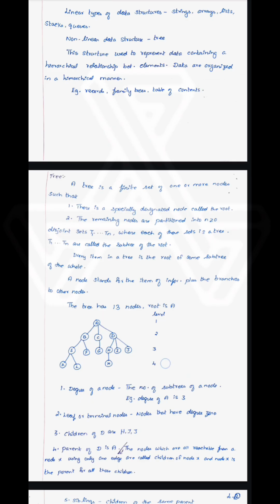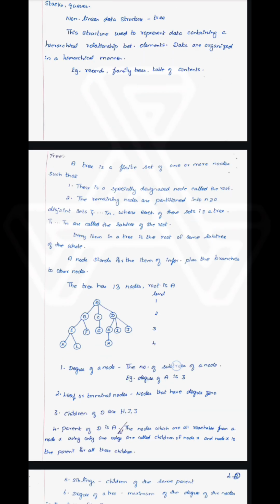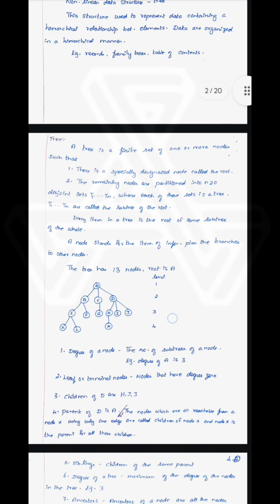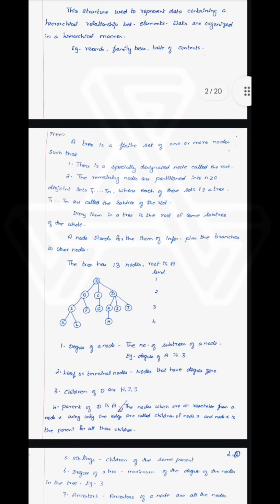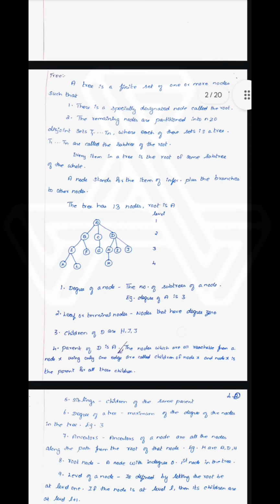This structure is used to represent data containing hierarchical relationship between elements. Data are organized in a hierarchical manner. Examples: records, family trees, table of contents.